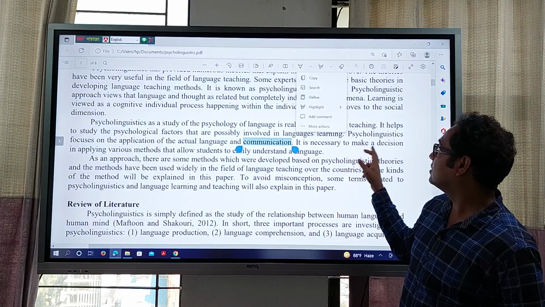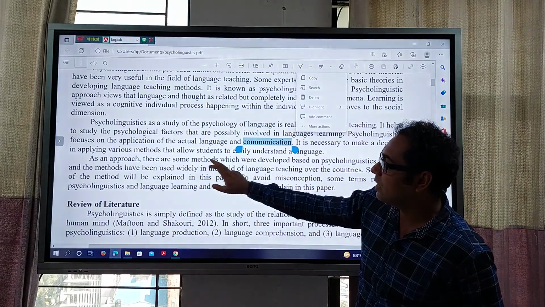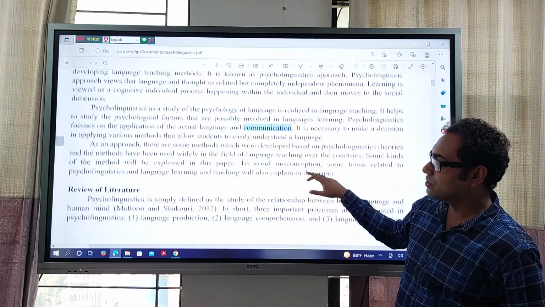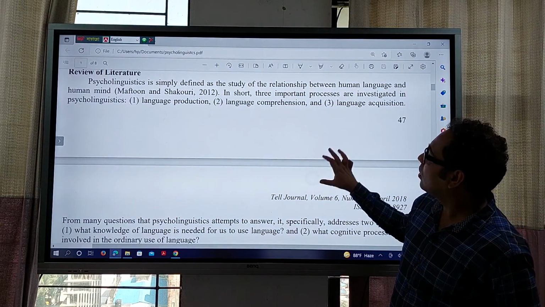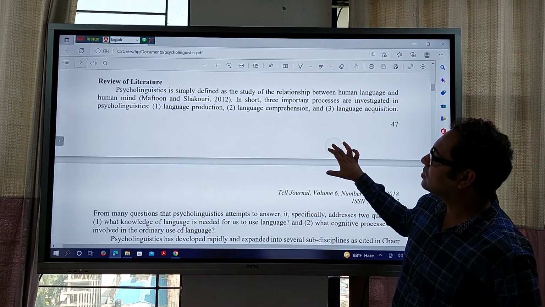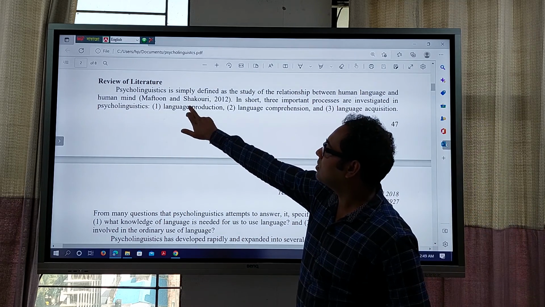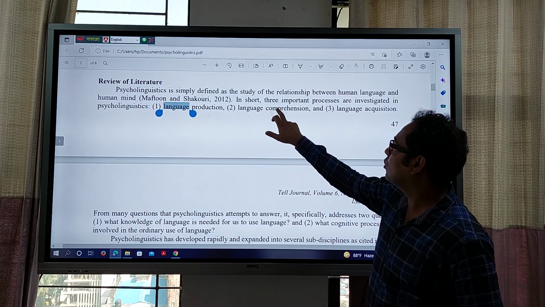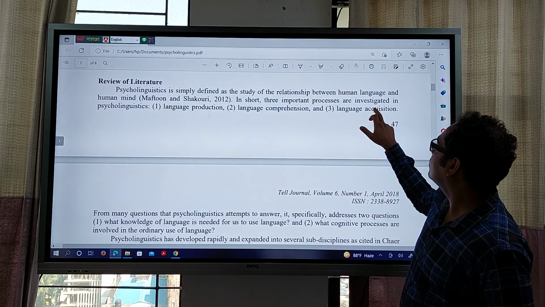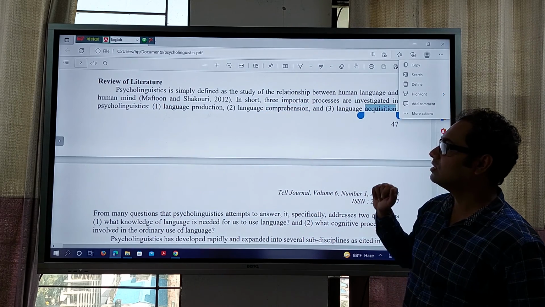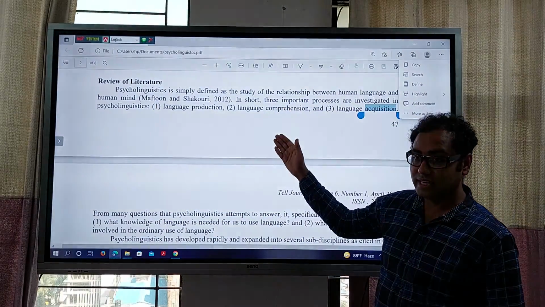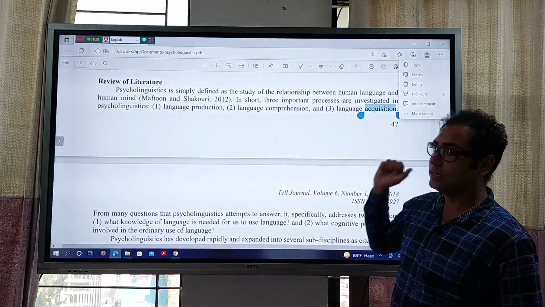How do you communicate? It is necessary to make a decision in applying various methods that allow students to easily understand a language. So one very interesting thing in psycholinguistics is language production, then language comprehension, then language acquisition. So what does it mean? You produce the language first, you understand it, and then you acquire it.